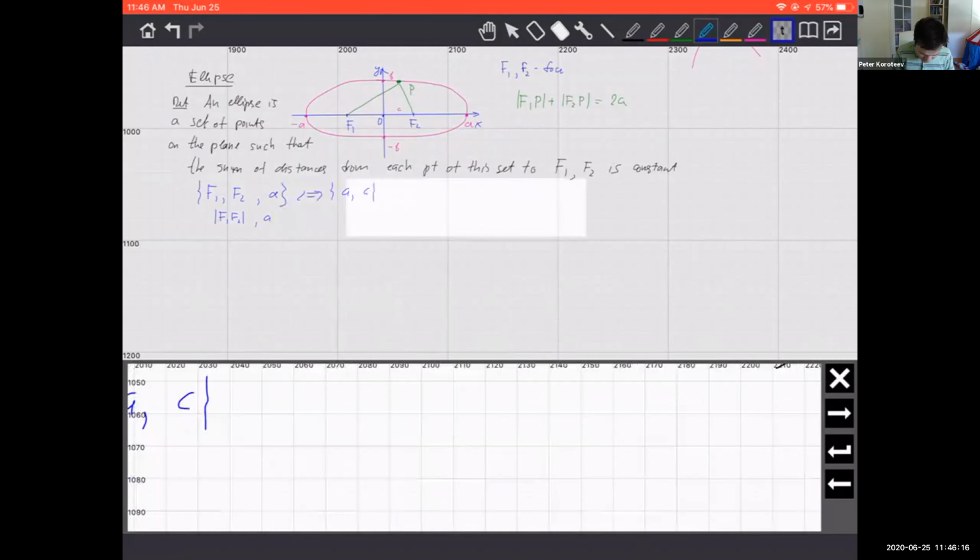Or you can introduce the parameter epsilon, which is called eccentricity, right? It's a ratio of 2 parameters.